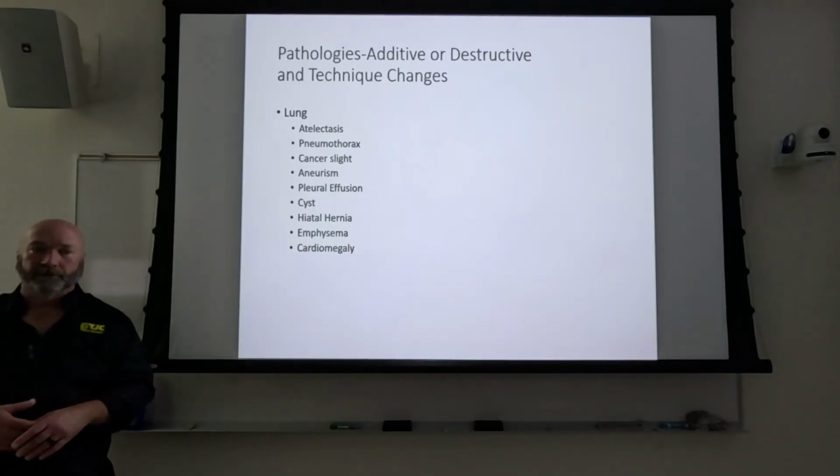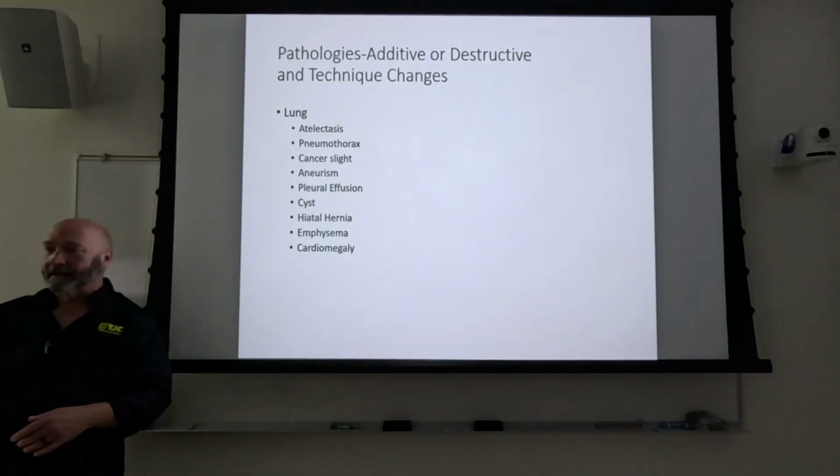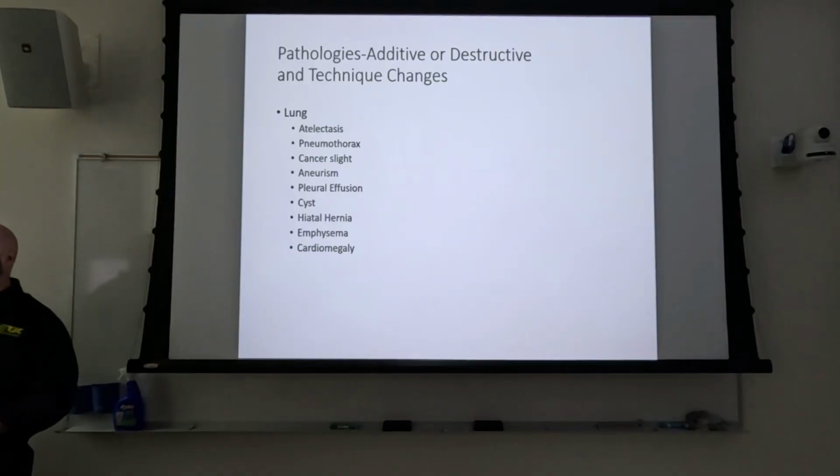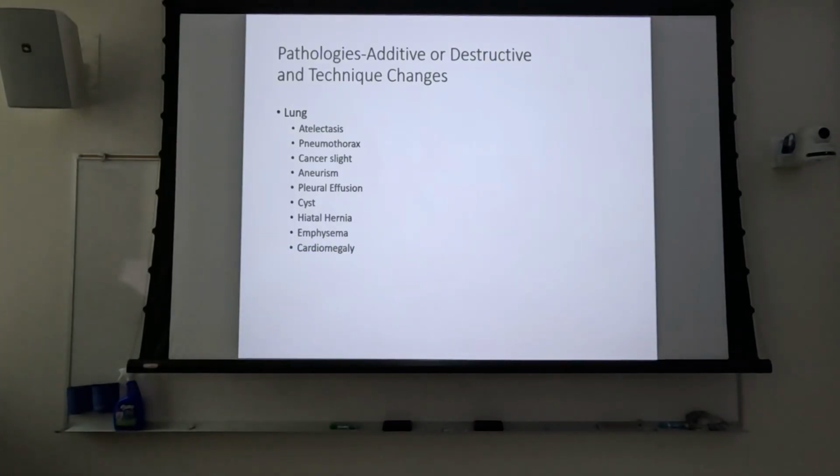Okay, so a couple of things with pleural effusion. You're going to have to increase your mass, and number two, a grid becomes important even if you wouldn't normally use a grid on that patient for a chest X-ray. It becomes much more important.